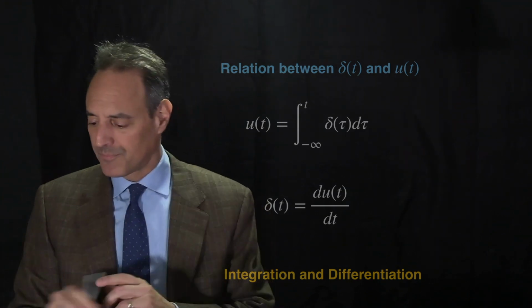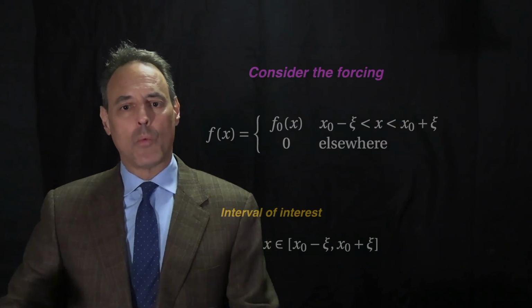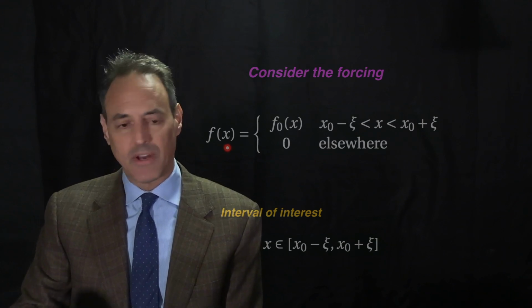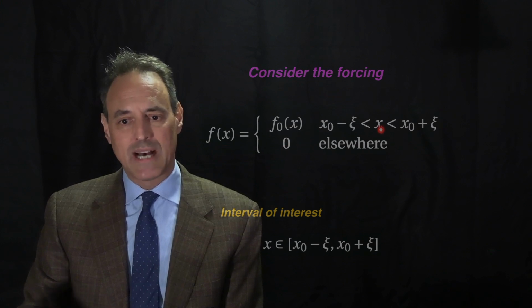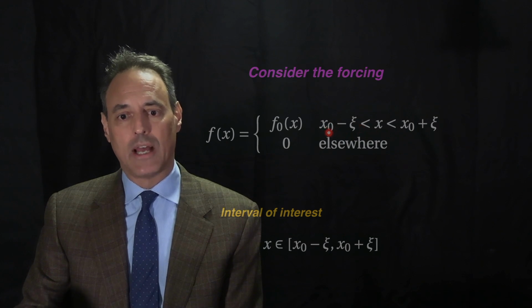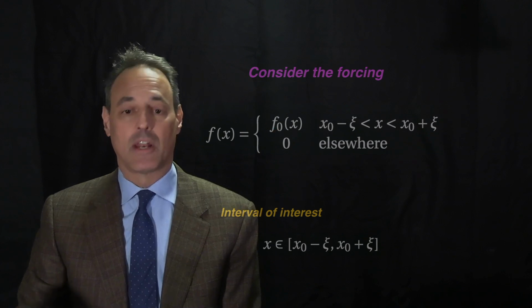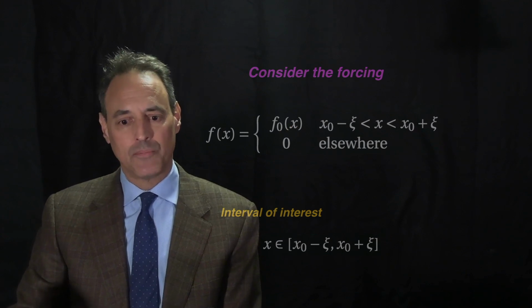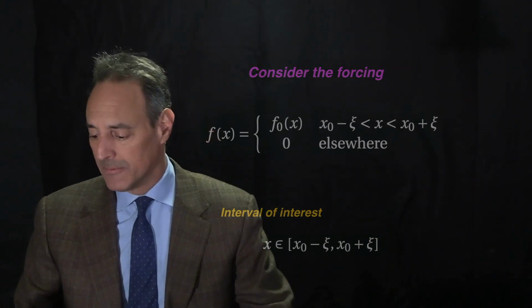All right, so let's consider the kind of functions that we want to make delta functions out of. And let's consider, for instance, a function f(x) which is equal to 0 everywhere outside of this interval, which is around x0, from x0 minus xc to x0 plus xc. In there, the function is defined by f0(x). So there's a small interval where this function actually means something, and everywhere else it's 0, so that's the function we're defining here.